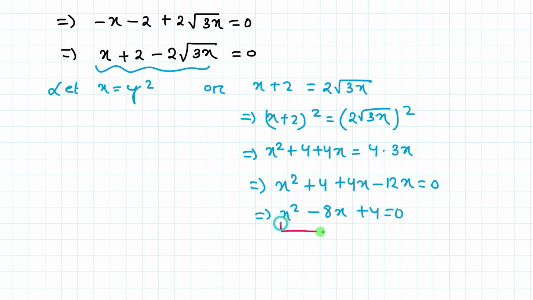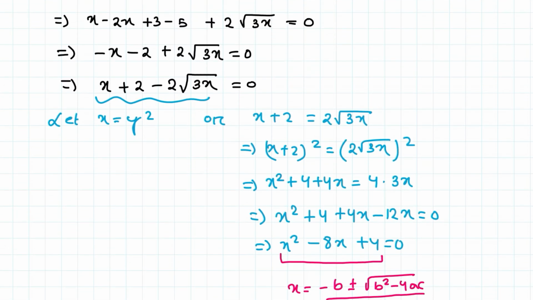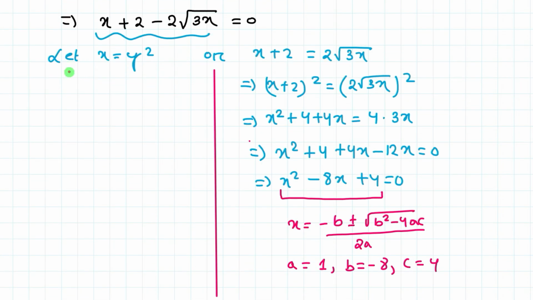From here we can use the quadratic formula, that is x = (−b ± √(b² − 4ac)) / 2a. Here a = 1, b = −8 and c = 4. Simply putting the values into this quadratic formula will give the answer for x. So this is the one approach. Now let's move on to the second approach.